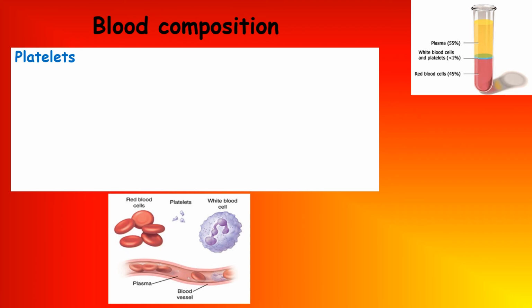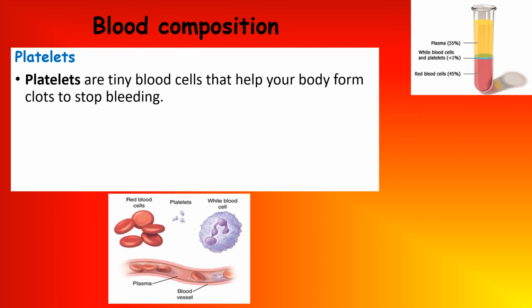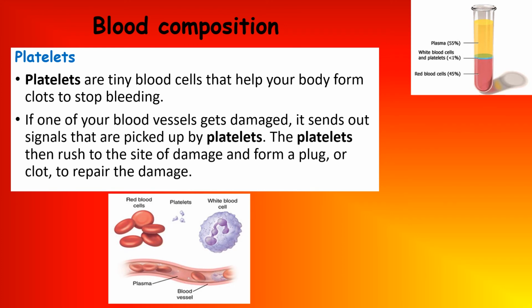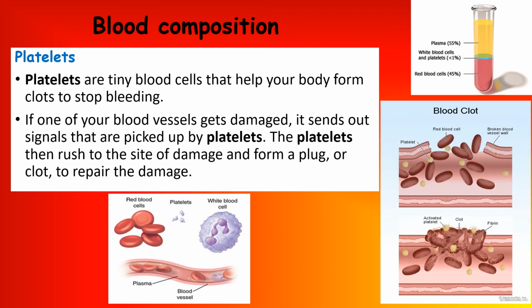The next bit of our blood is the platelets. Platelets are tiny blood cells that help your body form clots to stop bleeding. If one of your blood vessels gets damaged, it sends out signals that are picked up by the platelets, and the platelets rush to the site of damage and form a plug or clot to repair the damage. And you can see this here on this little diagram, that as soon as there is a hole or a gap in that blood vessel, the platelets form a protective barrier.